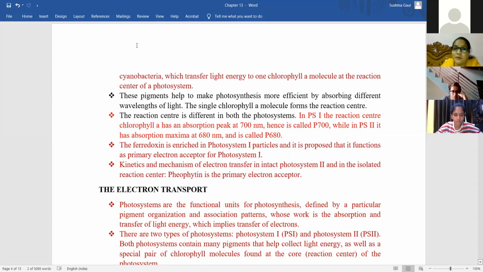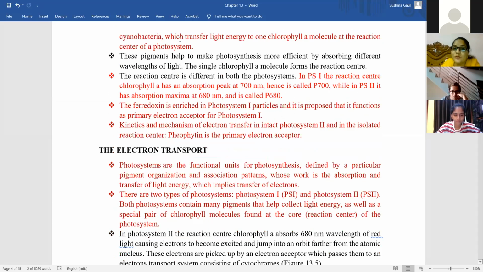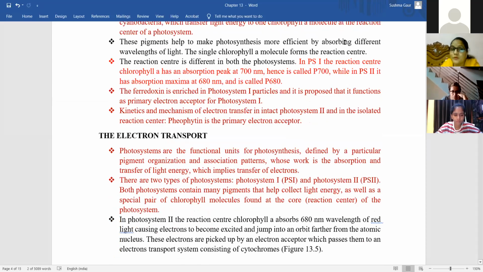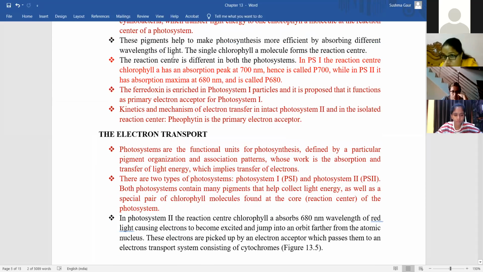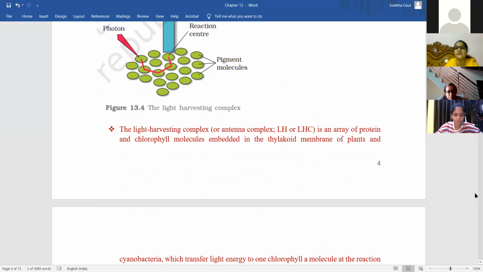The main purpose of these pigments is to make photosynthesis more efficient by absorbing different wavelengths of light. I told you earlier that chlorophyll A is the most important or primary pigment involved in photosynthesis, and there are many accessory pigments like carotenoids, chlorophyll B, and xanthophyll. These pigments help make photosynthesis more efficient because they absorb different wavelengths of light. The single chlorophyll A molecule forms the reaction center, as I told you earlier.